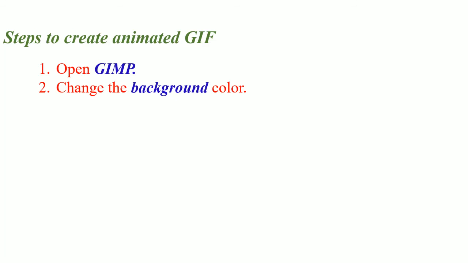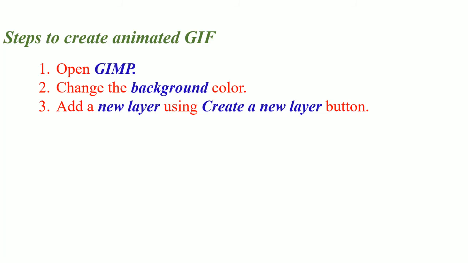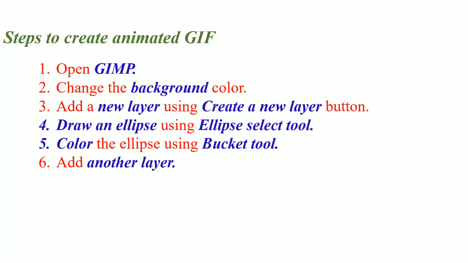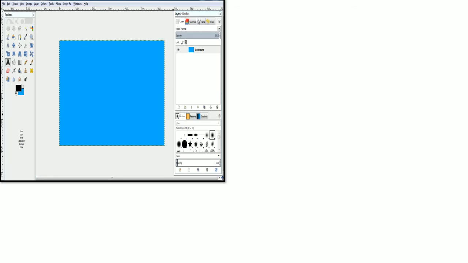Steps to create an animated GIF. First, we open the GIF, change the background color and add a new layer. In that layer, I draw an ellipse and color the ellipse with the help of the bucket tool. Then add another layer with the help of the text tool. I type the text as animation.